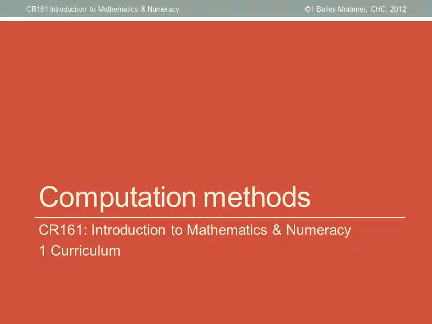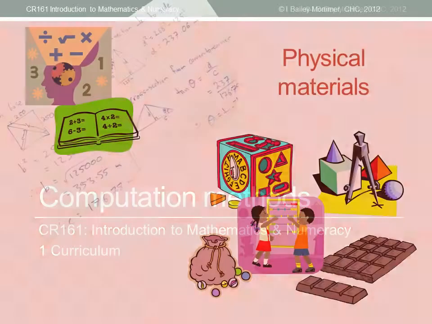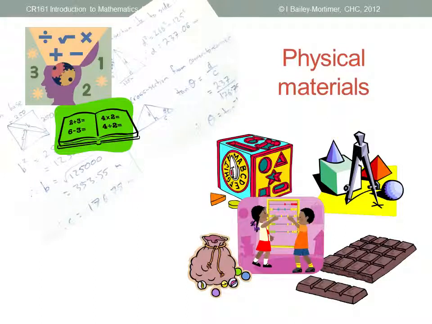Let's talk a little about computation methods. Numerate adults can work with numbers mentally or with written symbols. They can do this not only because they've had a lot of practice at it, but because our brains gradually become better at thinking abstractly as we get older.